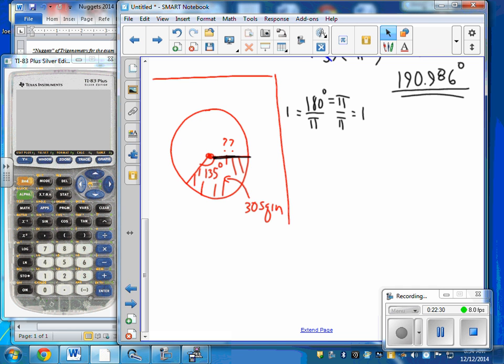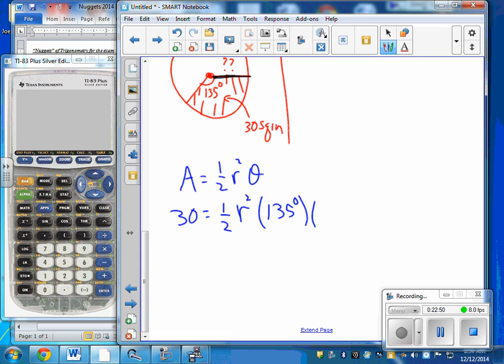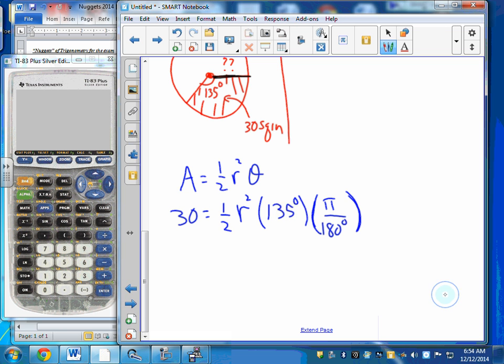Okay, so here's your formula. Area is 1/2 r squared theta. We have the area, which is 30. We don't know r, so we're going to leave that alone. We do know theta, though, which is 135 degrees. Unfortunately, we need it in radians, so we'll multiply by pi over 180 degrees. Again, this expression here is exactly equal to 1. And so we'll clean this up a little bit.